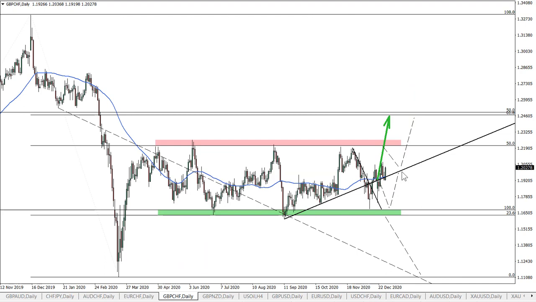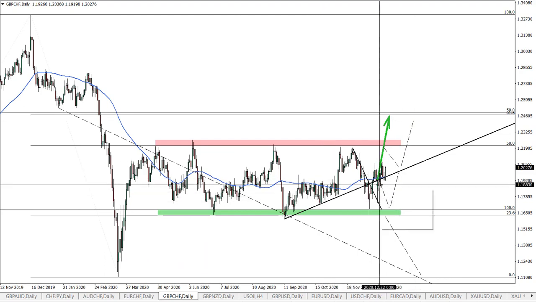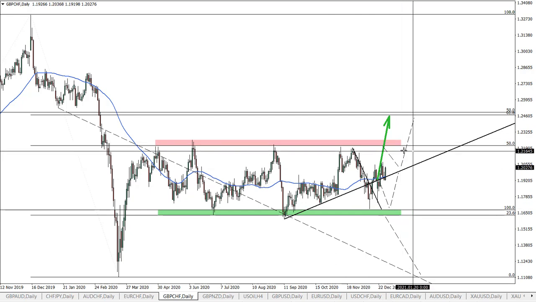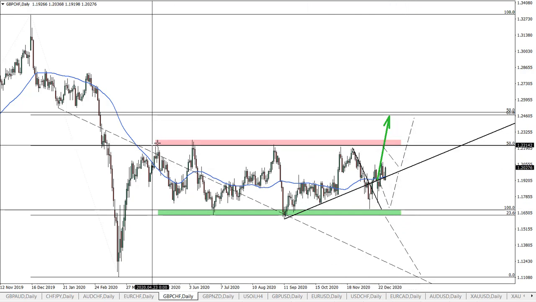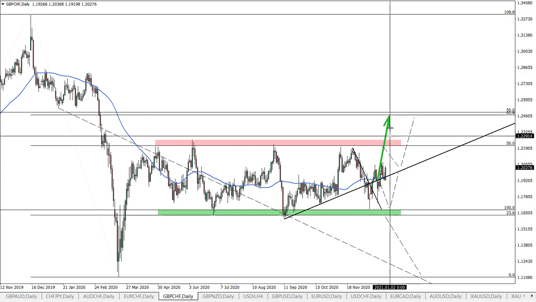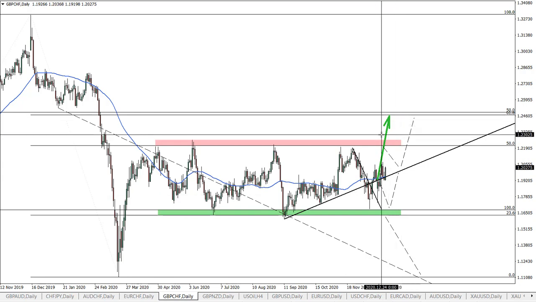Pound Swiss franc is the same, expecting the move to the upside, a pretty strong one, so we need to see how far price will get. There are 2 resistance levels, one obviously near 122 and the second is near 125.